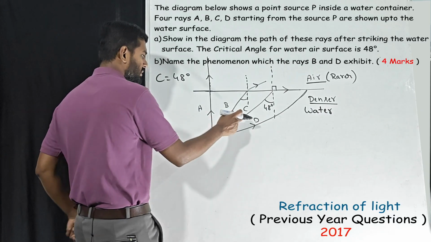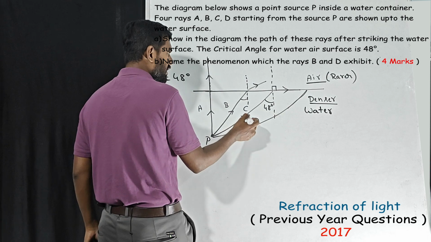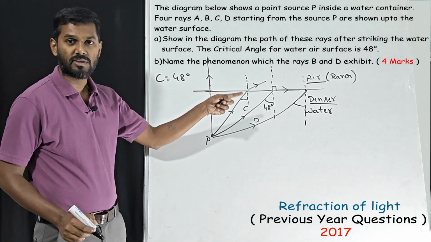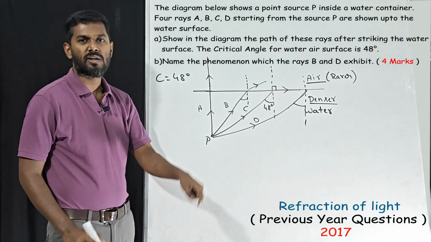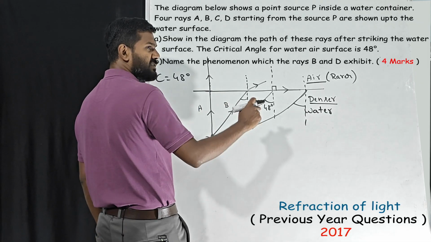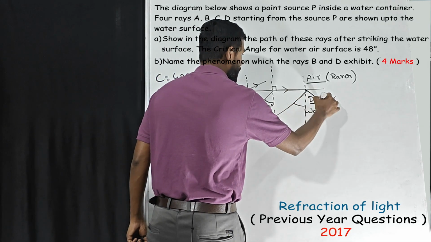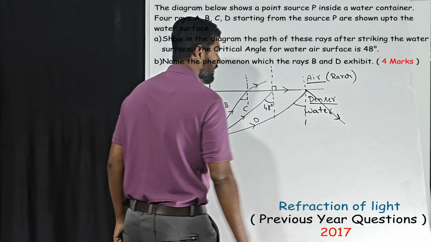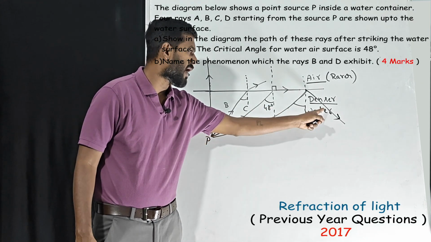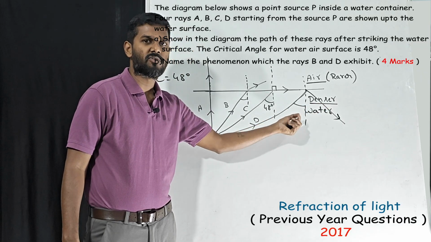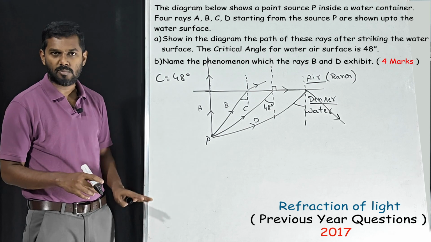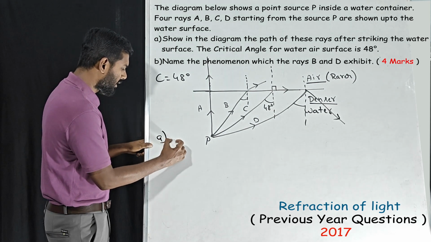Now the last one, the ray D. Here the angle of incidence at this point, this angle we require. We can easily say it is more than 48 degrees. So the angle of incidence is greater than the critical angle, then total internal reflection will happen. Whatever angle we have here, the same angle we are going to get here. The angle of incidence will be equal to the angle of reflection. That you should know. This is the diagram they are looking for. So part A is done.